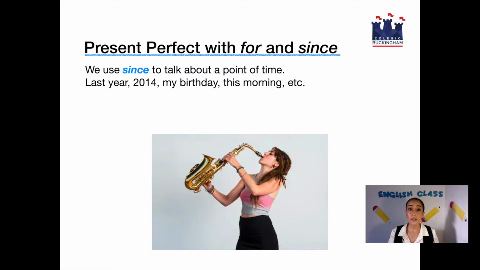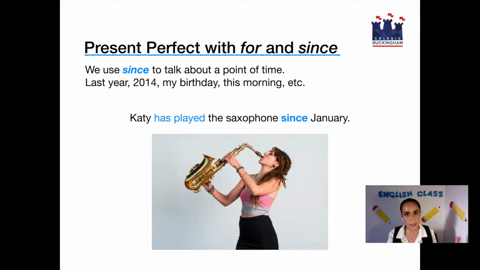We are going to use since to talk about a point of time. Example, last year, 2014, my birthday, this morning, etc. In this case, we are going to use since for specific moments. Very specific. For example, Katie has played the saxophone since January. In December, she hadn't played it, but she has played it since January.